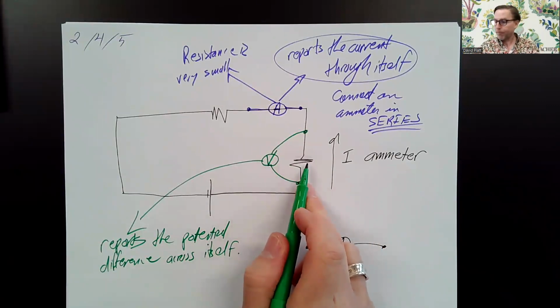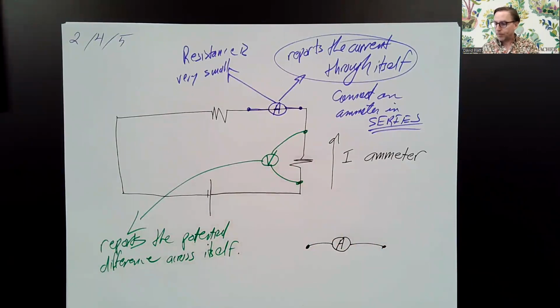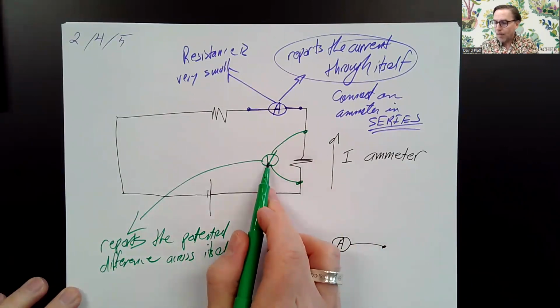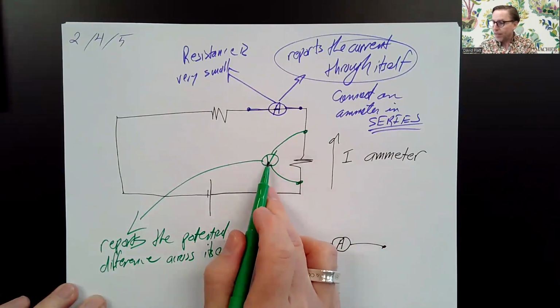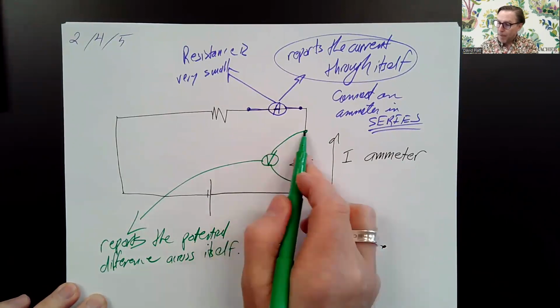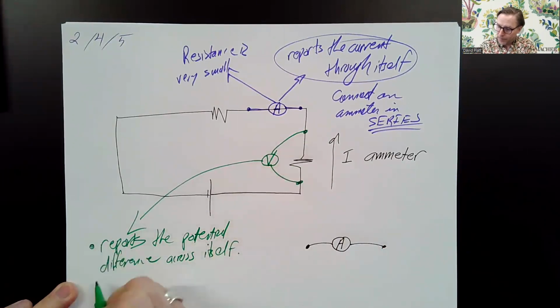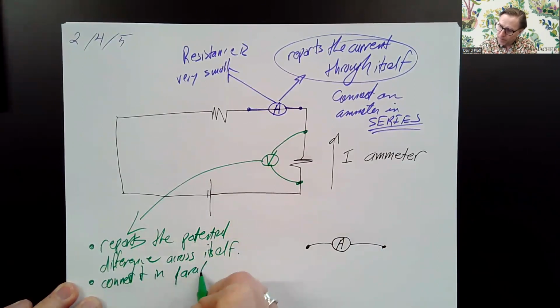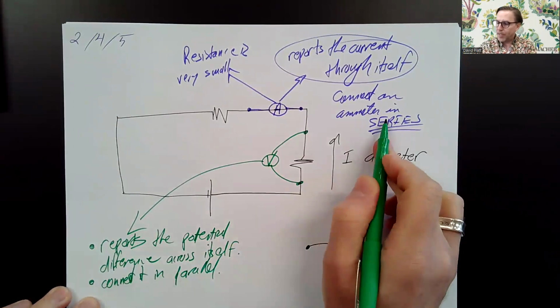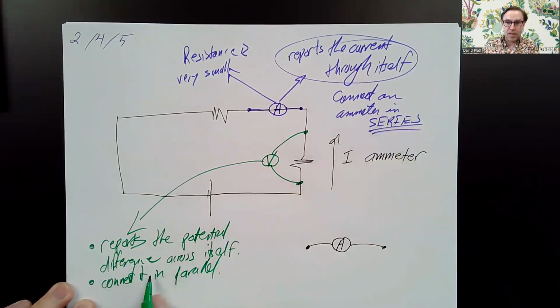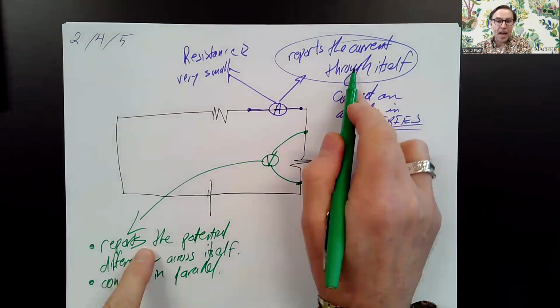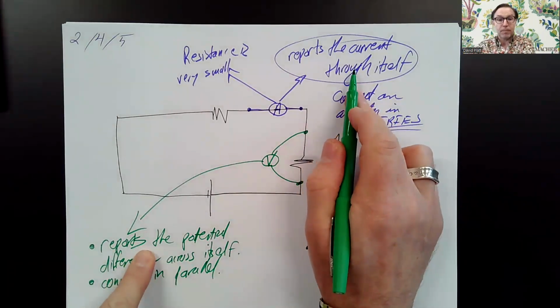So that's useful. So what do we know about a voltmeter? It should be connected in parallel. Connect an ammeter in series, connect a voltmeter in parallel. They each tell you about what happens through itself.